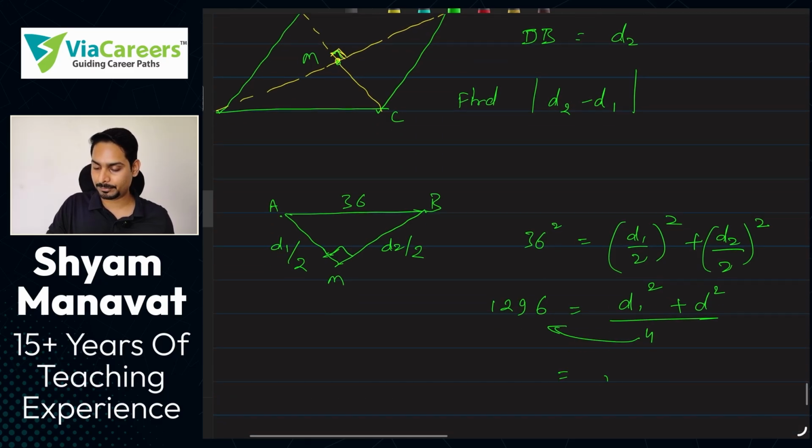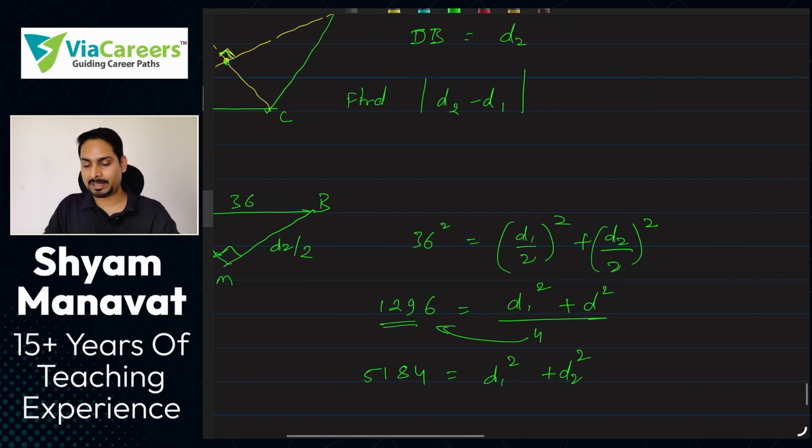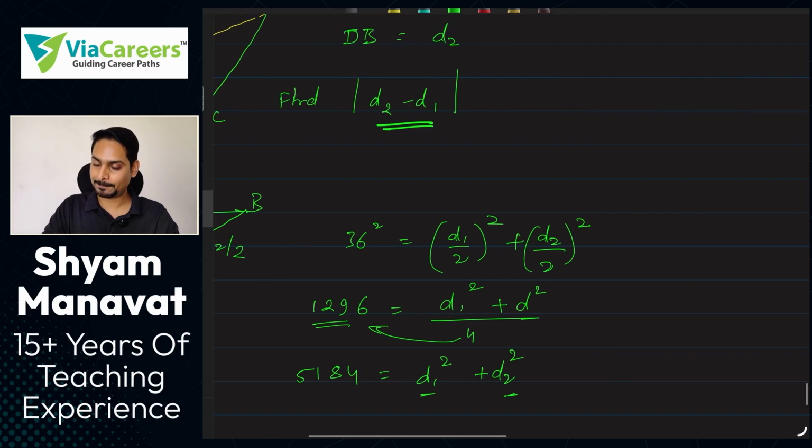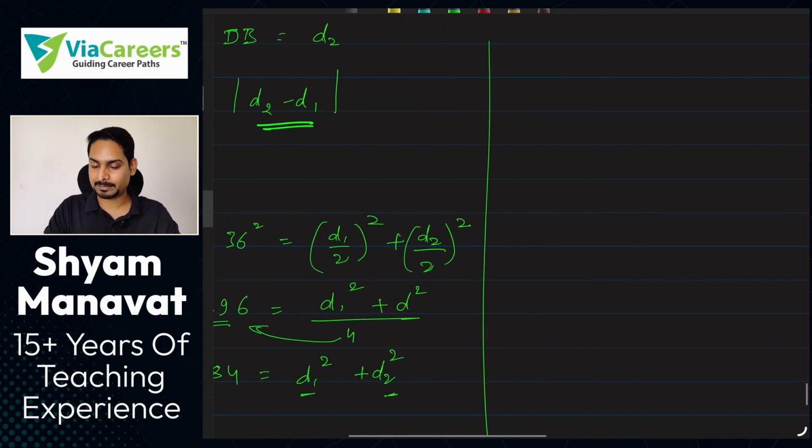Now you can multiply 4 this side. If you multiply 4, you will get D1 square plus D2 square, and 1296 multiplied by 4 will give you 5184. Right. Now where are we heading to? We have the sum of squares of the two diagonals. And now if you want the difference of the two, we can relate this to D1 minus D2 whole square.